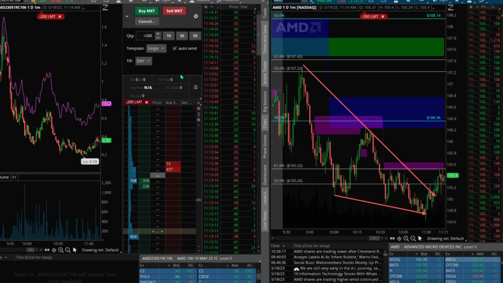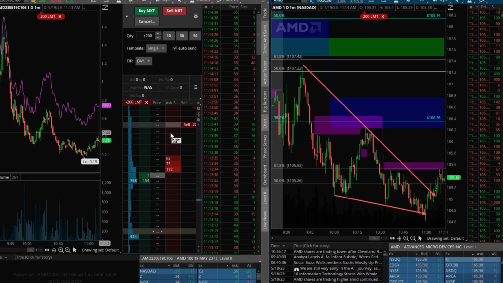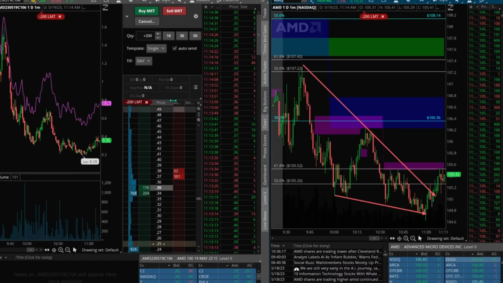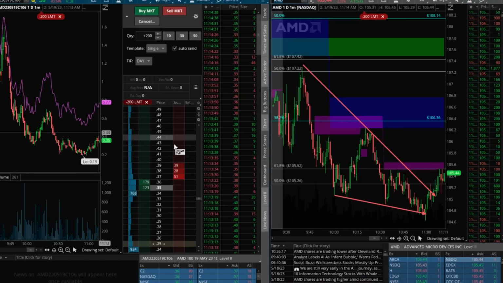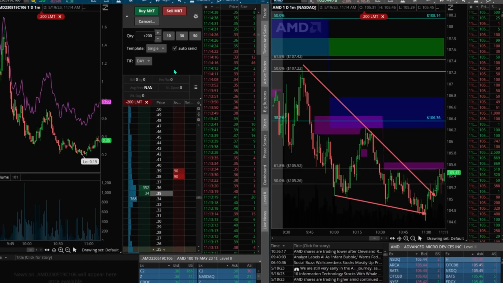Another really quick way that I could exit this trade, and one of my favorite ways to do so, is just having auto send on, and then I can easily click on the ladder and then sell at whatever price. So I can move this over and you can see the contract amount. So if I quickly want to exit, I can also just click here to sell my contracts. Just make sure your quantity is correct.